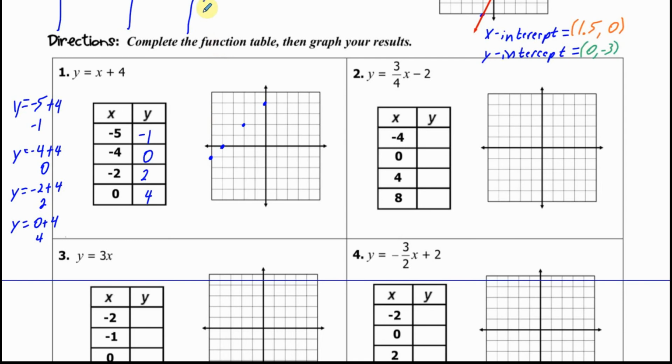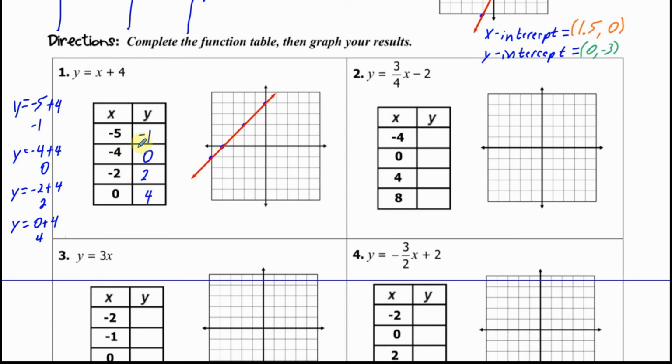Okay, so I've plotted my points. Again, notice that they're linear. I'm going to try to draw my line through it. There we go. And now we have graphed the line y equals x plus 4.